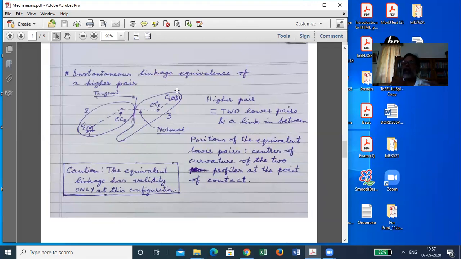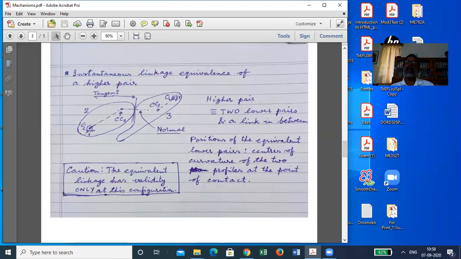At another instant, at another configuration, it will be another similar construction. The common normal will be different, common tangent will be different, and radius of curvature also will be different, because another segment of the profile will appear in contact. But structure of that will be similar. So what we have done? A profile contact, a higher pair, line contact or point contact, has been replaced here by two lower pairs and an extra link in between.